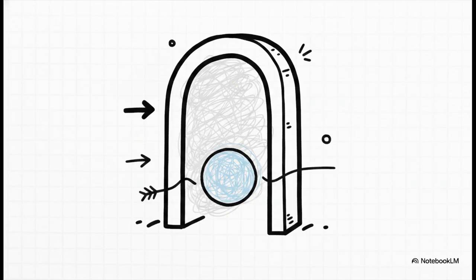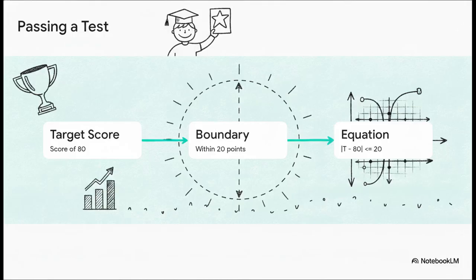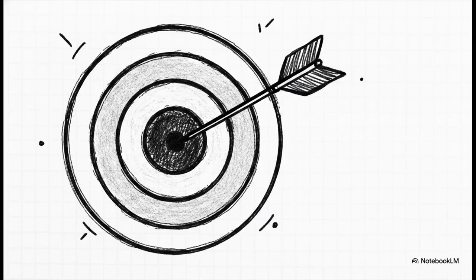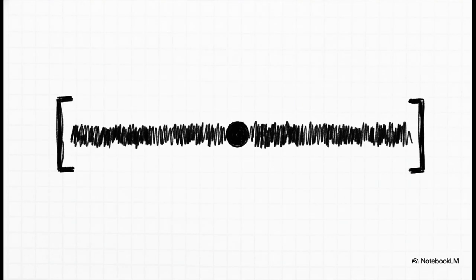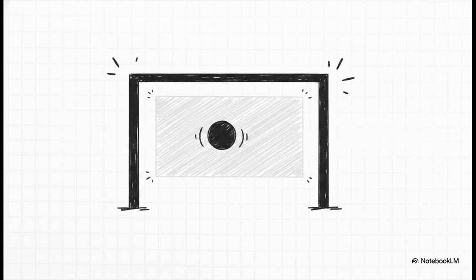Okay, why does this matter? Let's apply this to a real-world scenario. Imagine you pass a test if your score is within 20 points of an 80. We'll let t represent that final test score. The literal distance between t and 80 can't be more than 20 points. This absolute value inequality perfectly captures that exact physical boundary for passing.